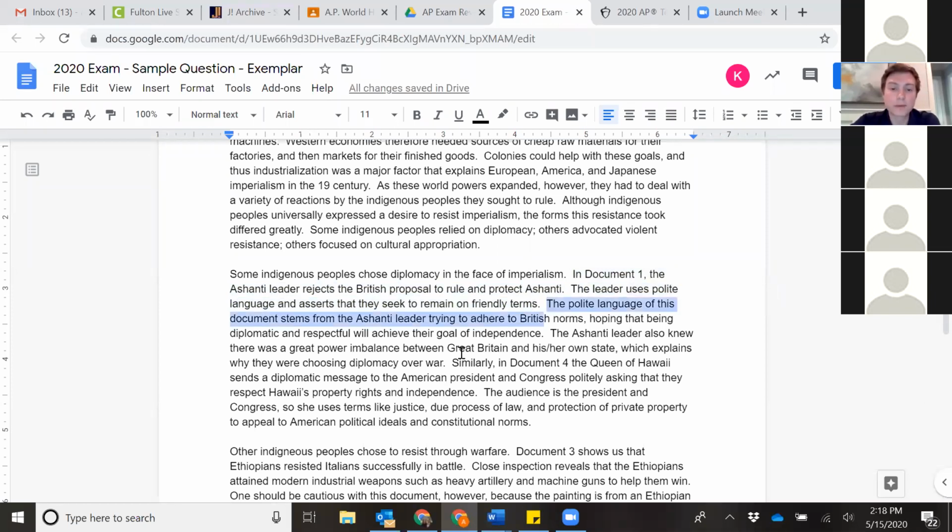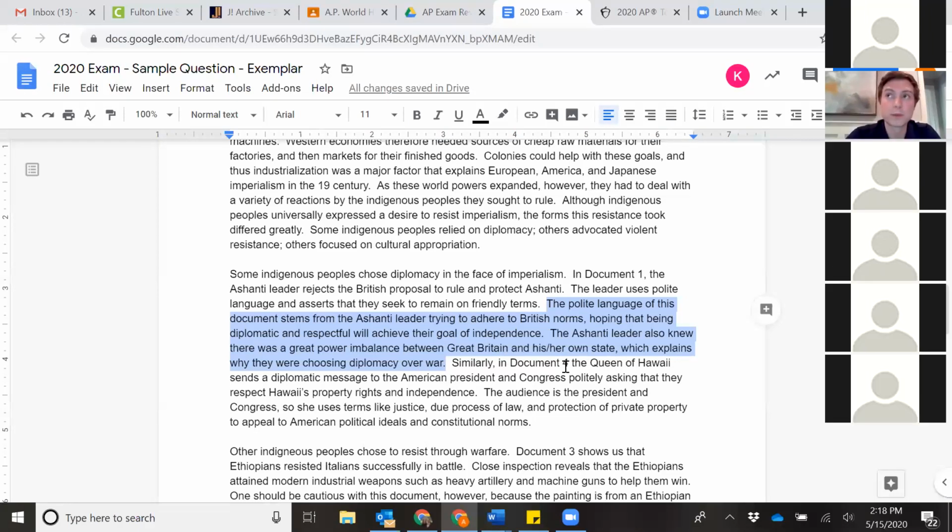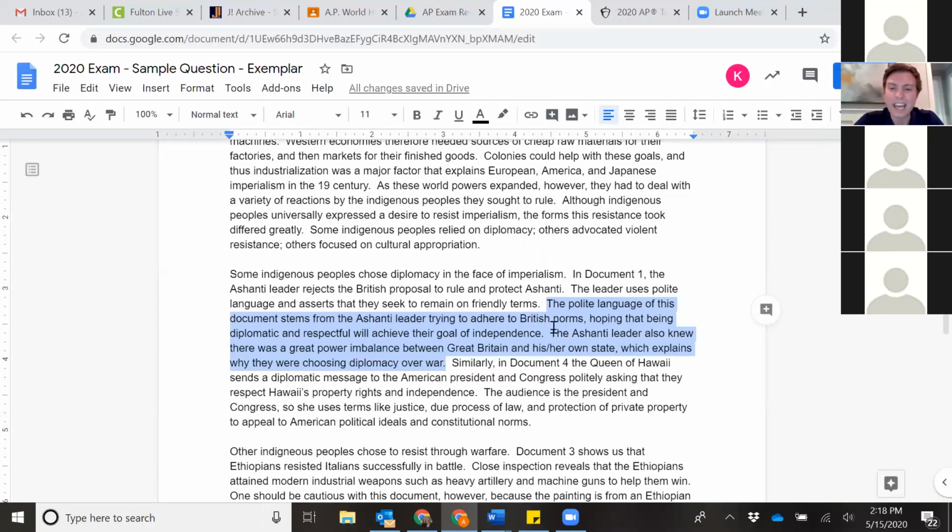Now I'm going to attempt to source it right here. The polite language of this document comes from where? So I'm going to talk about what shaped the polite language of this document. The Ashanti leader is trying to adhere to British norms. What I'm trying to say is they're trying to play the British game, hoping that being diplomatic and respectful will achieve their goal of independence. They're trying to play by British rules, hoping that the British will respect that and leave them alone. I kind of did a second source in here for those of you who thought of it this way.